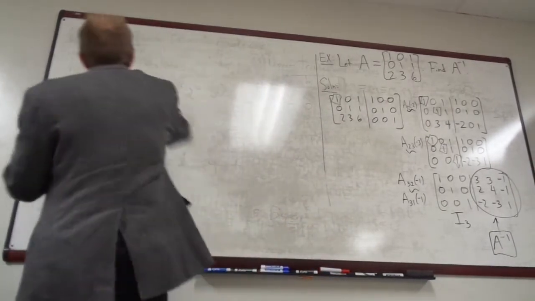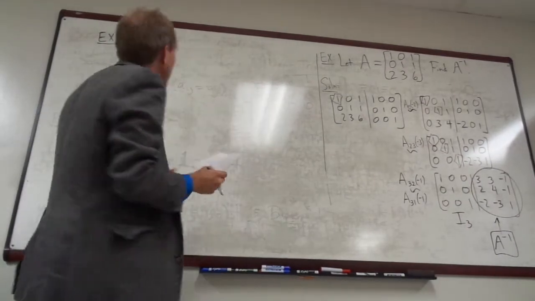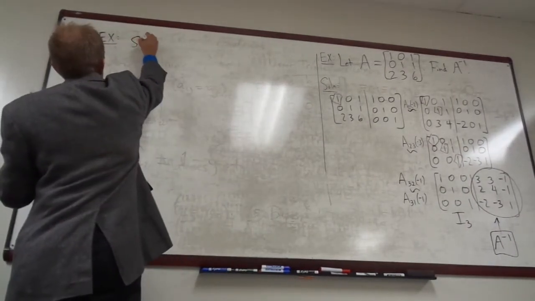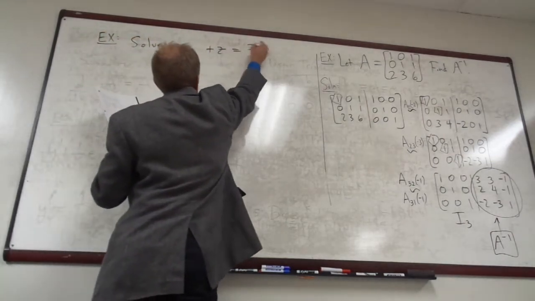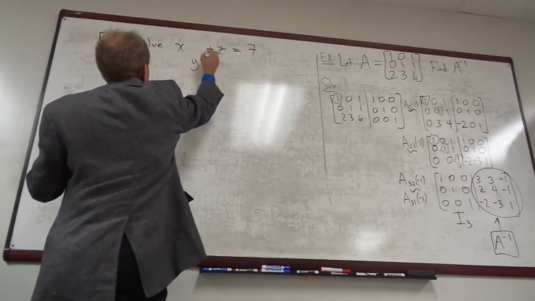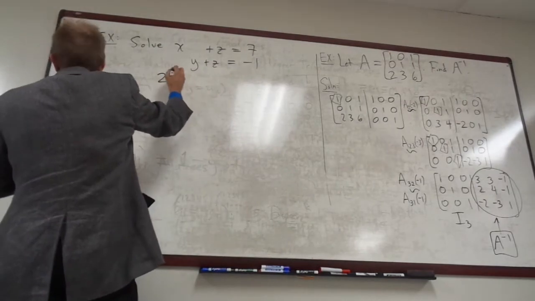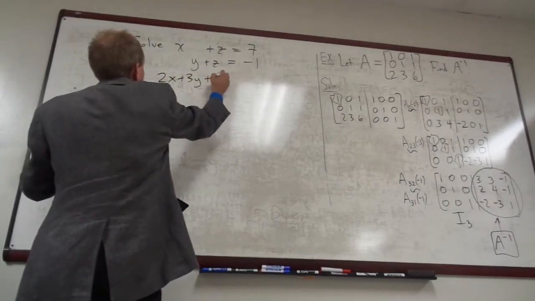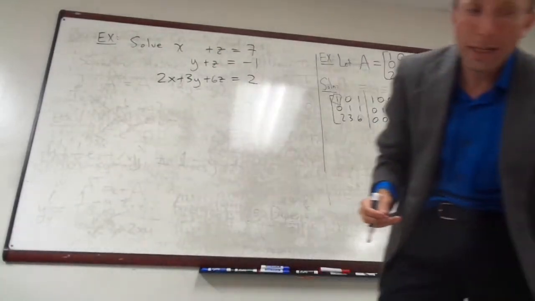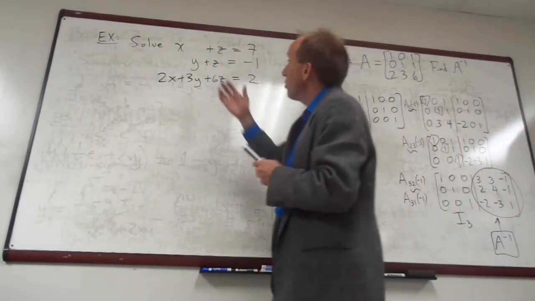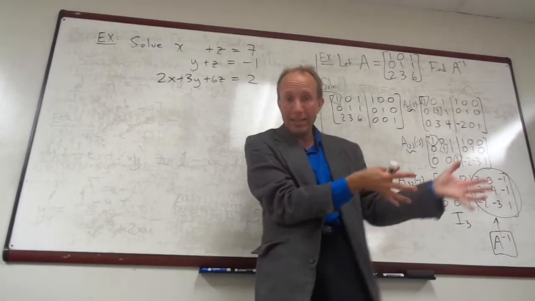So here would be an example of something you could now solve very quickly by using the inverse of A. Suppose I gave you this system of equations and I said, let's solve x plus z equals 7, and y plus z is equal to negative 1, and 2x plus 3y plus 6z is equal to 2. That's just a linear system of equations. Of course, we could solve that just by doing the Gaussian elimination from the previous section.